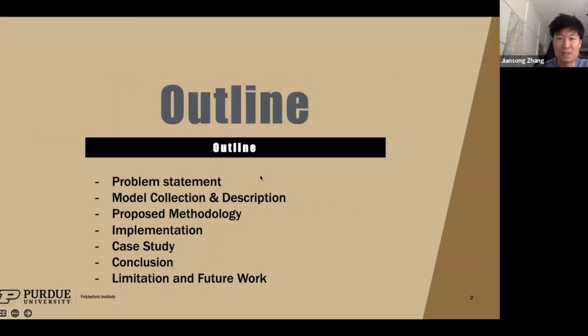Okay, let's get started. There are 7 sections in my presentation today. I'll start with the problem statement and the model collection. Then I will give our proposed methodology and the implementation of the methodology on the collected model. Following that, I will show a case study, and finally, I will show the conclusion and the limitation and future work.